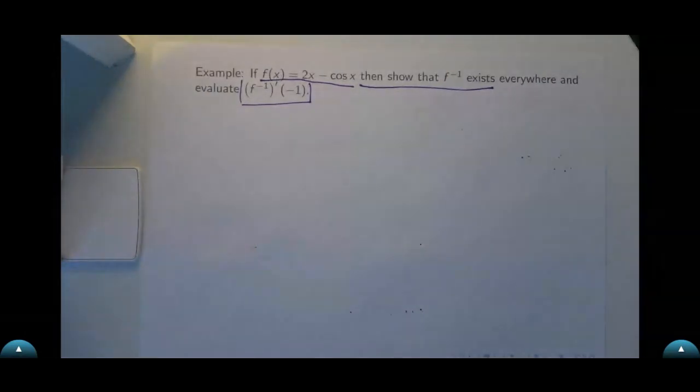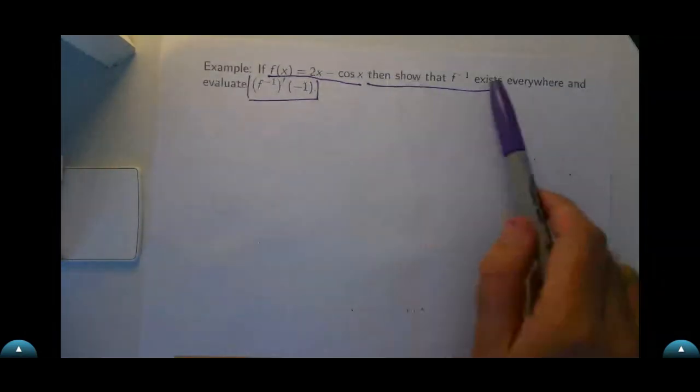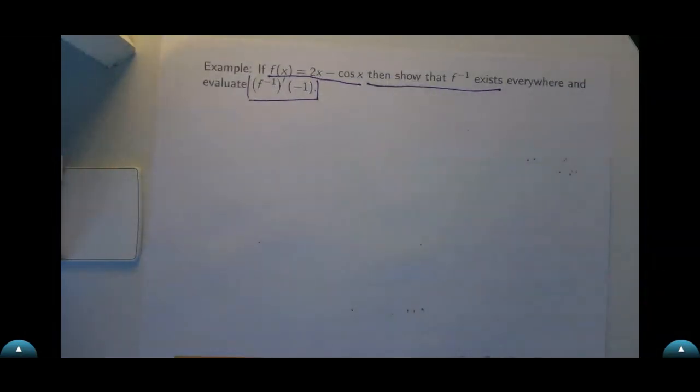Okay. All right, so the first part, show that the F inverse exists. So what I'm going to do, I'll just show you how to do this. I'm just going to show it's an increasing function, right? So let's go over to the window, and here is our function.